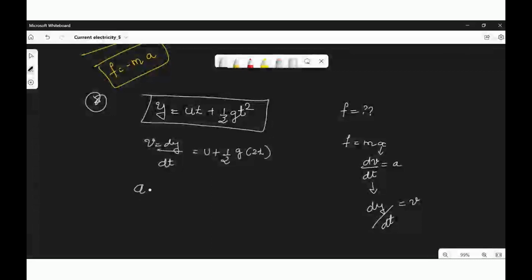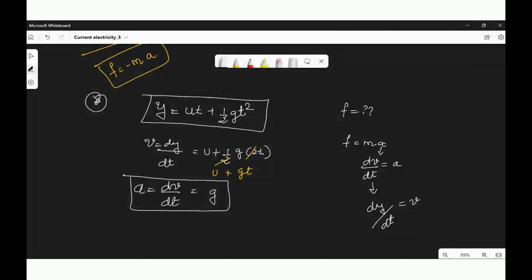Now I want acceleration because they are not asking you velocity. So dv by dt. Can you differentiate one more time? The velocity is u plus gt, and differentiating it, it will be g. The acceleration is just equal to g.